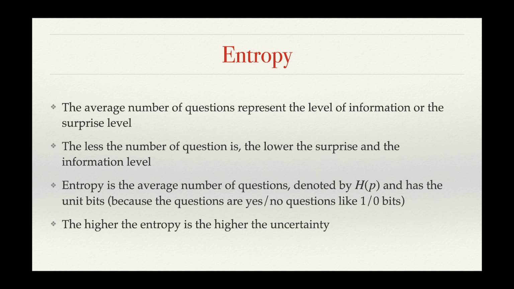So the average number of questions represents the level of information, or surprise level, or actually uncertainty level. The smaller the number of questions is, the lower the surprise and the information level. Entropy is the average number of questions, usually denoted by H(P), and has the unit bits, because our questions are binary, so it's like 1, 0 bits. So for example, 5 bits means we have 5 questions to ask. The higher the entropy, the higher the uncertainty we have.